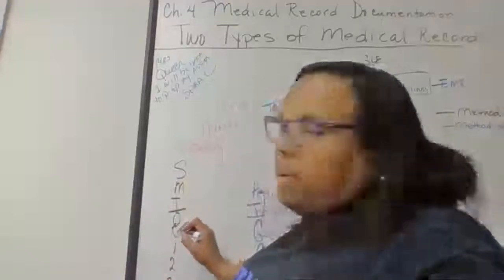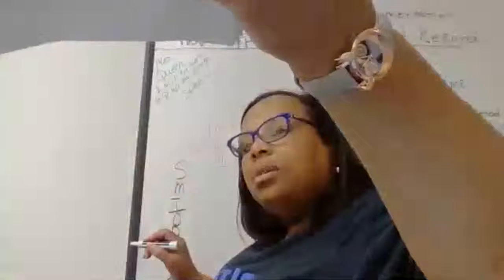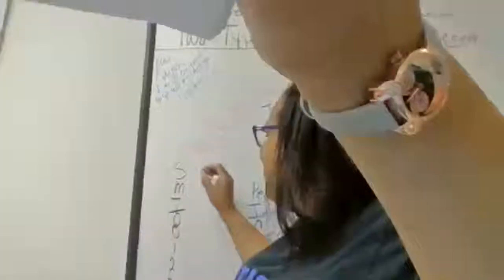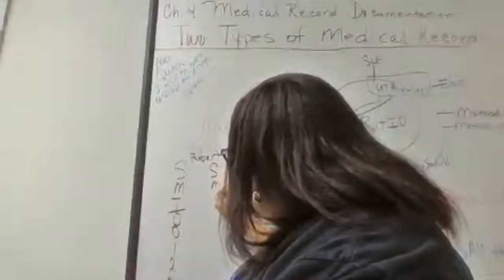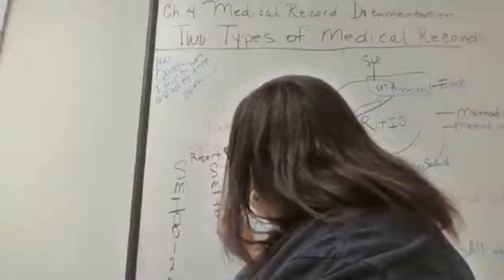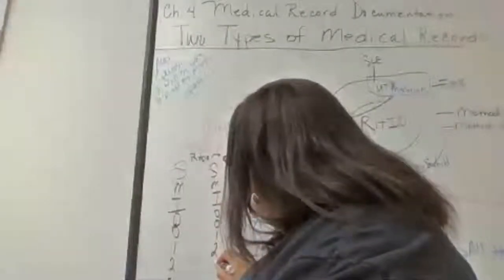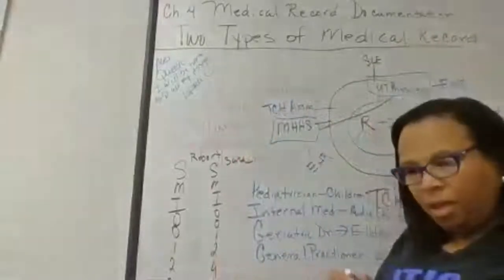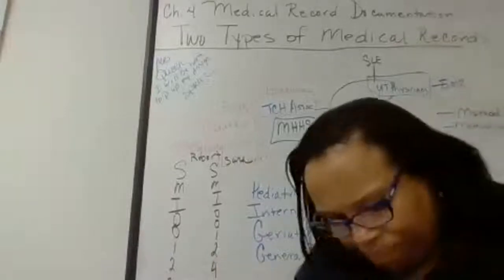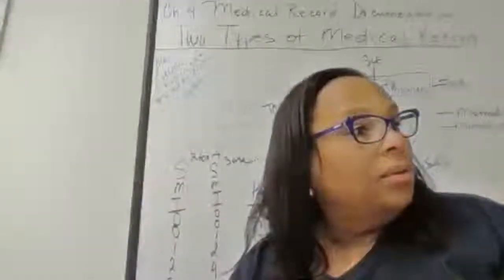Now let's suppose you have another Smith, SMI 0, 0, 1, 2, 4. You have Sarah Smith. Does everybody understand that? Remember what I said, that in a doctor's office, it's alphabetic.